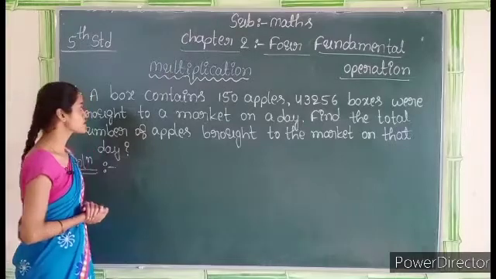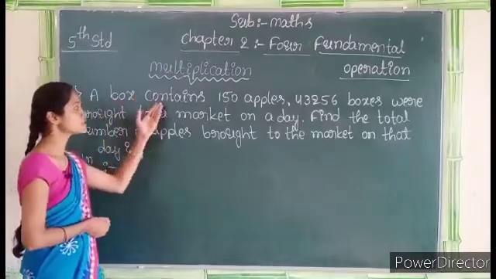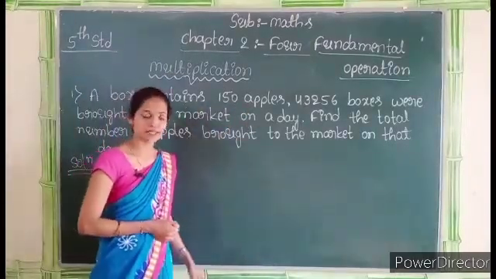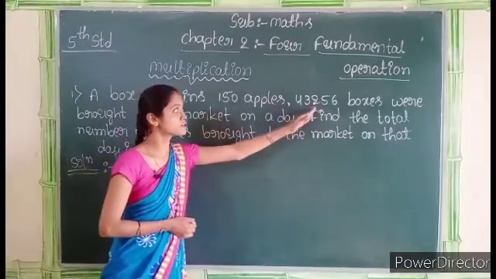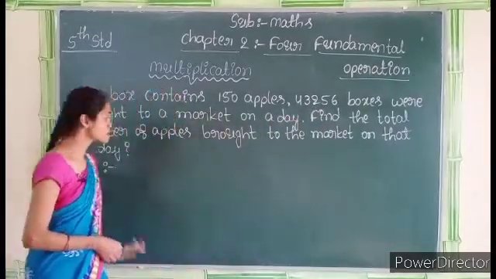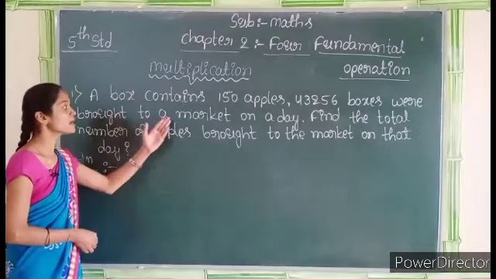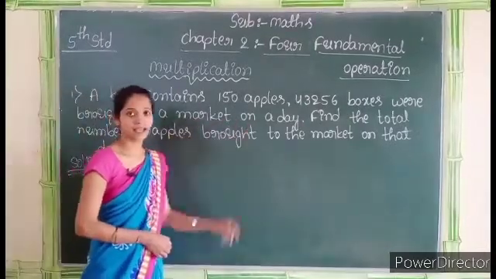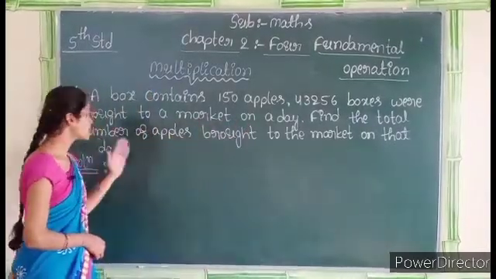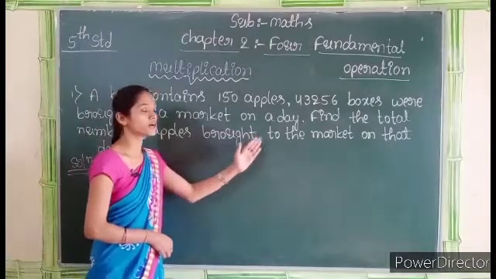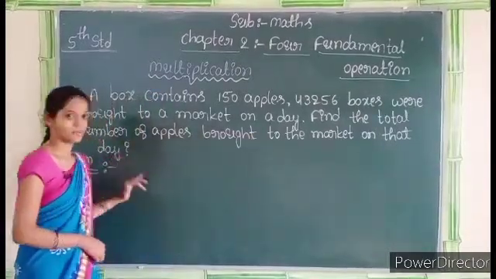See students, here the question is a box contains 150 apples. Then 43,256 boxes were brought to a market on a day. Find the total number of apples brought to the market on that day.